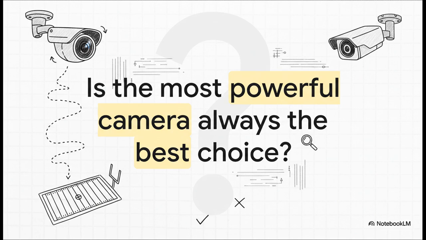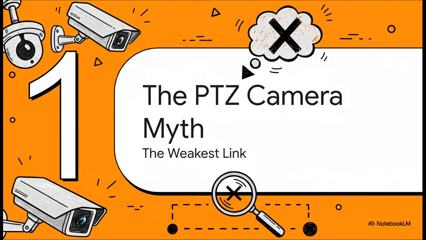When you think about security, do you assume the most powerful camera, the one that can zoom across a football field and spin all the way around, is always the best choice? Well, the answer, it's probably not what you think. Okay, so let's get right into it by busting a huge myth in the security world, and it's all about that super powerful camera I just mentioned, the PTZ, which by the way stands for Pan Tilt Zoom.